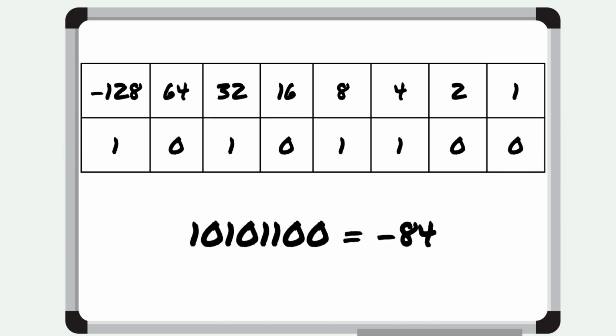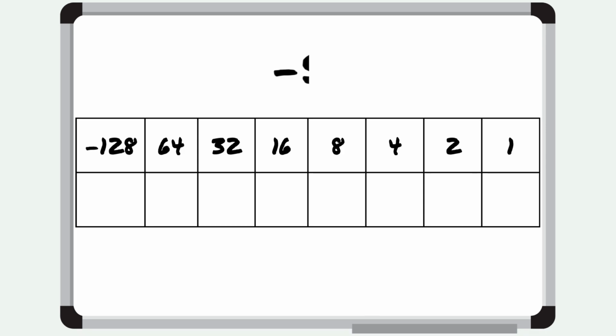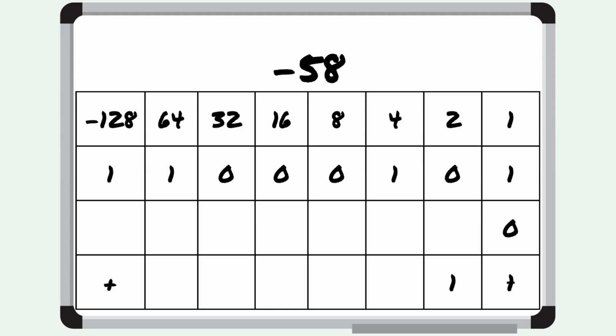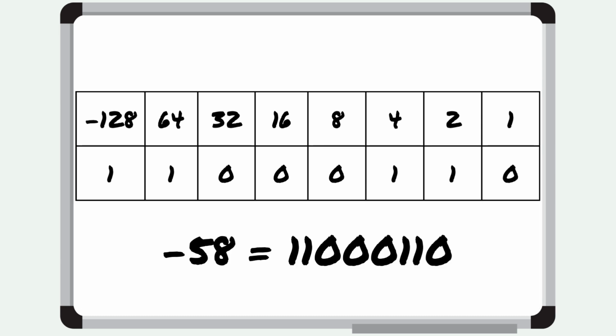Now let's have a look at how we convert a negative decimal number into 2's complement. Let's take the number negative 58. To work this out, we first write down the binary number for positive 58. Next, we're going to flip every bit. This means that every 1 is going to become a 0 and every 0 is going to become a 1. And then finally we add a 1 to this binary number and we are done. So that is how we handle signed binary numbers using the 2's complement method.